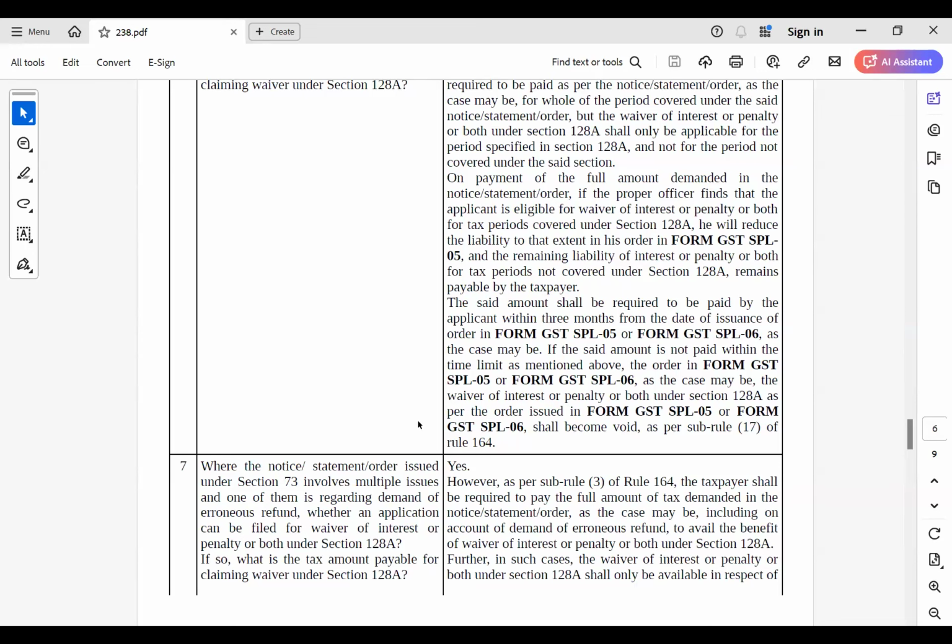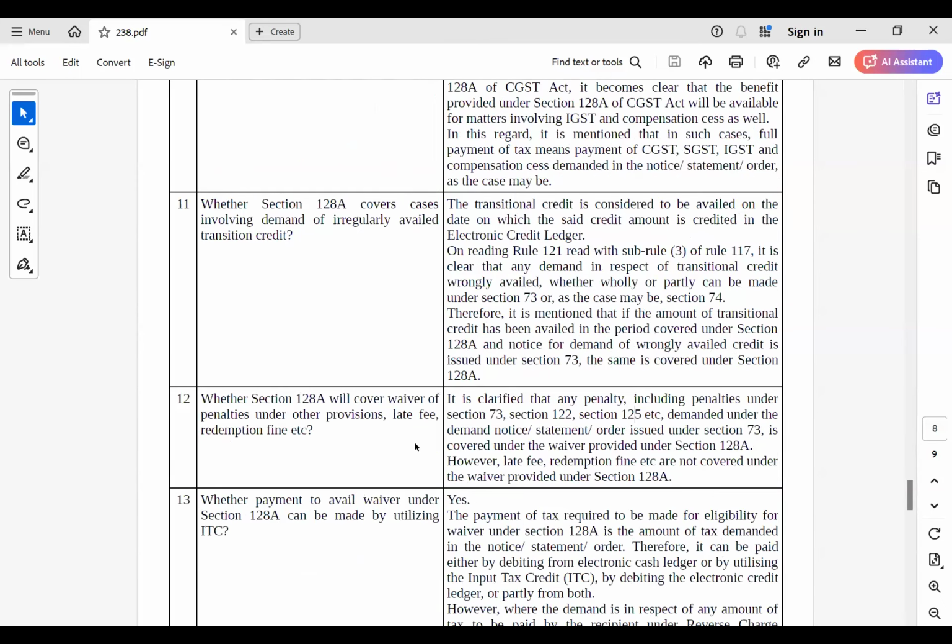The powers would have been borrowed under 122, 125, but the demand is created under 73. But then the circular says any penalty under 73, 122. It looks as if both are separate and independent of one another. Agreed.